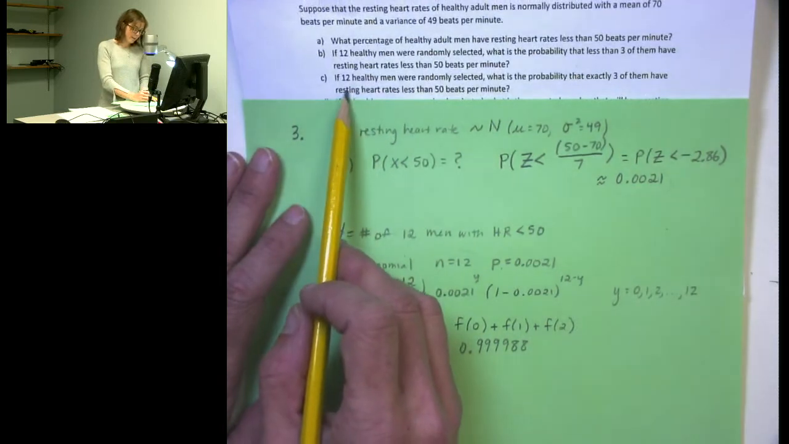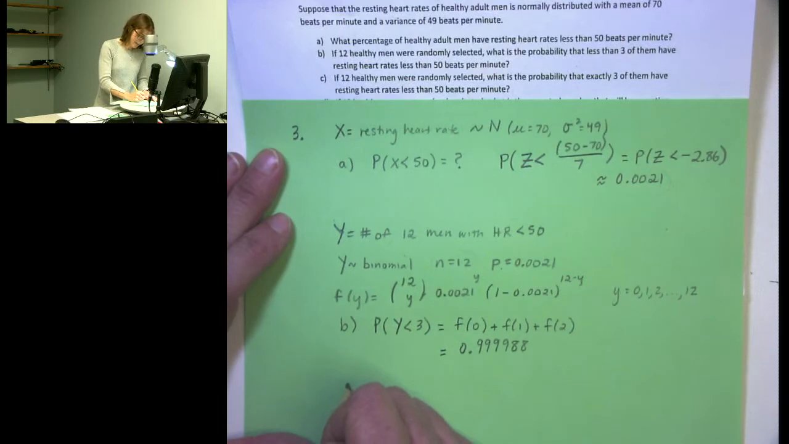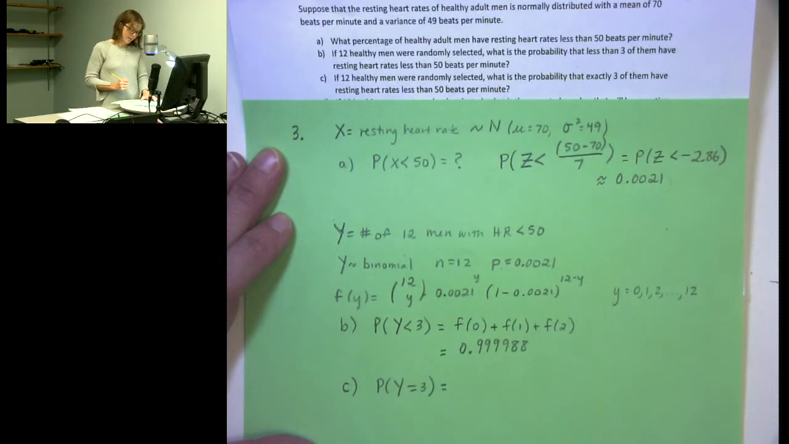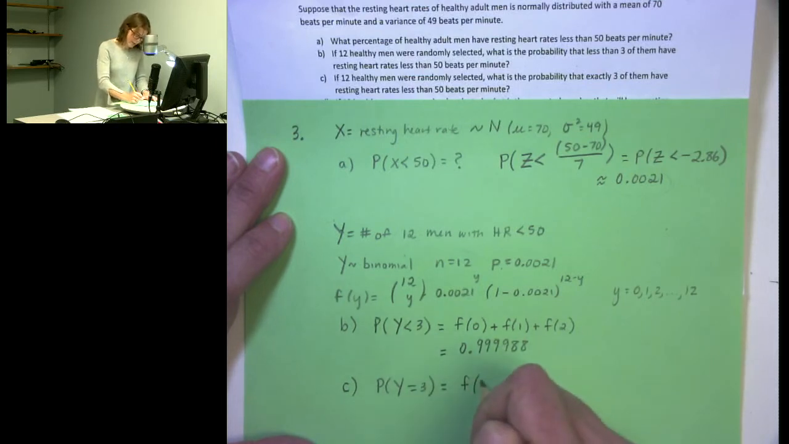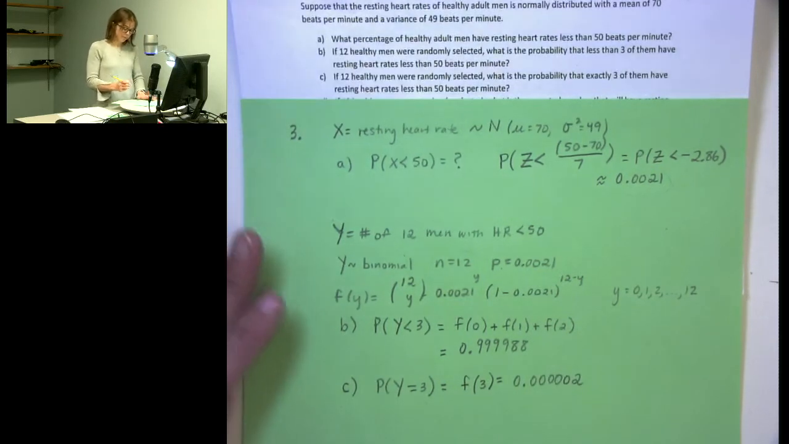Now if I want to find the probability that exactly 3 of them have a resting heart rate less than 50, so I'm looking for the probability that y is equal to 3, then I'm going to take my probability mass function and evaluate it at 3. That's going to give me 0.234, 1, 2, 3, 4, 5, 0, and 2, if I go through and do my calculation.